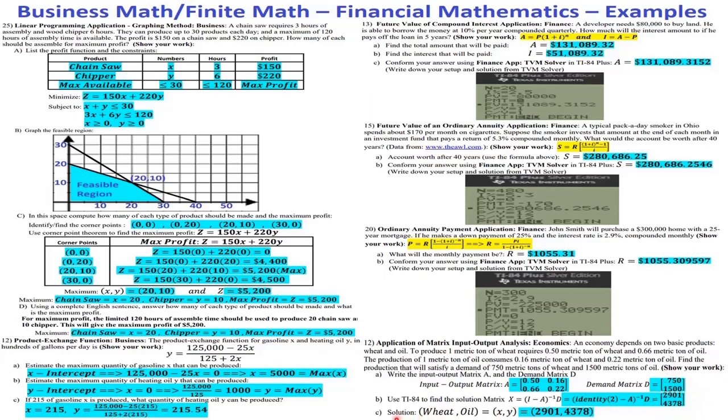That means for this to meet the demand, you should have the wheat, x, equal to 2,901 and the oil, y, equal to 4,378.